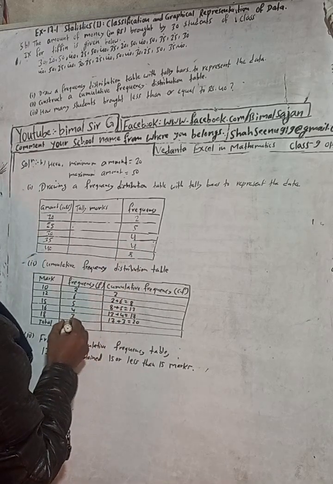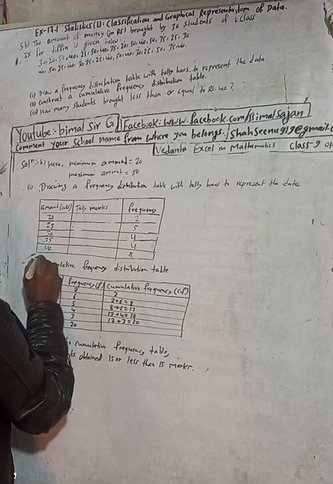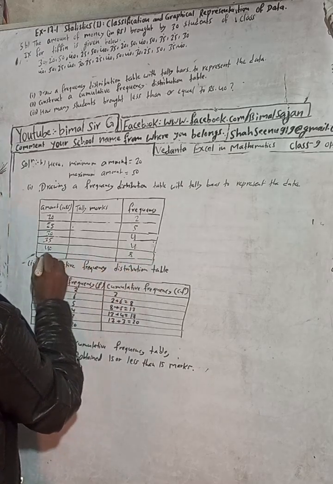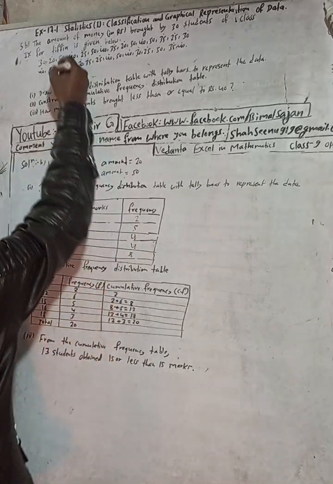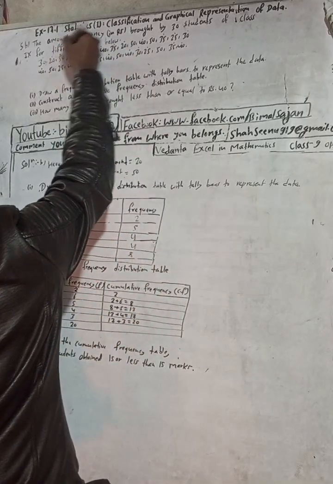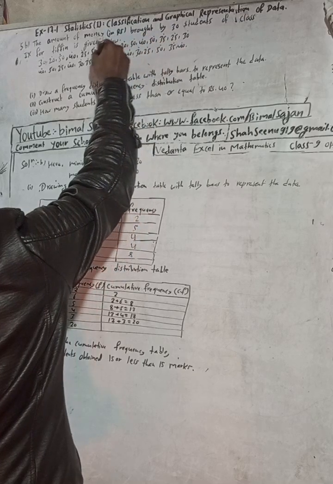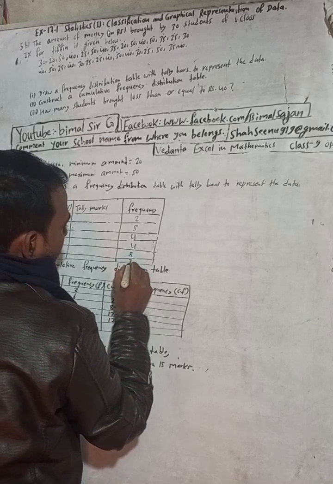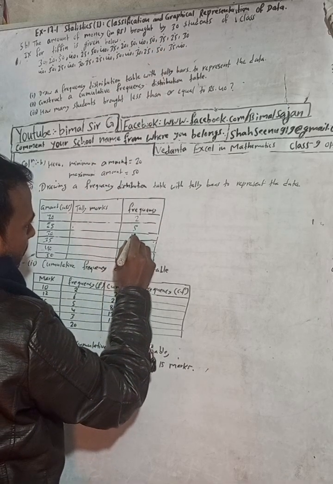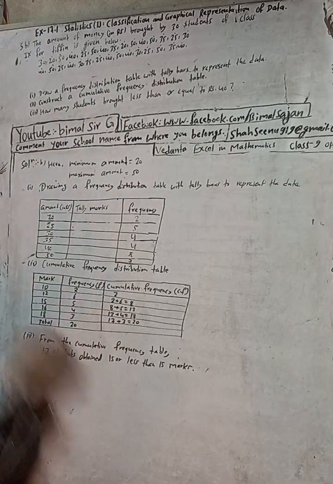After 40 there is 45 also, I think, but there is no 45, 50 is there, so I will extend one line here. How many 50 are there? 1, 2, 3, 4, 5, 6, 7, so 7 are there. When you add these, the total must be 30. So 2, 5, 4, 4, 8, 7: 7, 11, 15, 23, 30. We got 30.